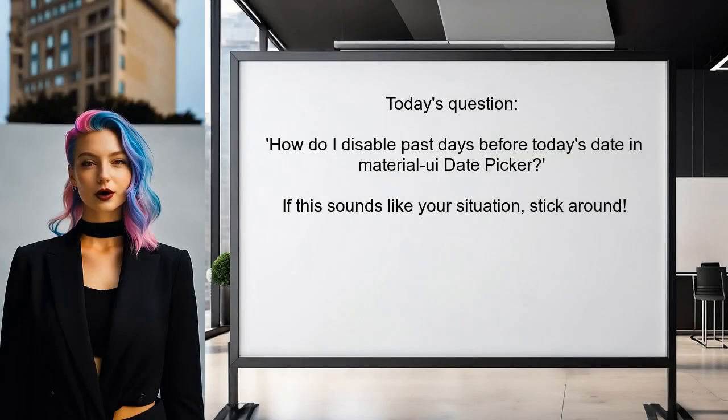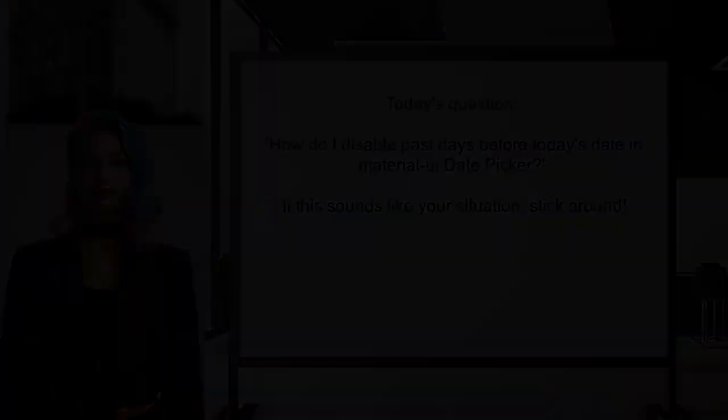Here's the specific question we're addressing today. One user asked, how do I disable past days before today's date in Material UI Date Picker? If this sounds like your situation, stick around as we find a solution together.